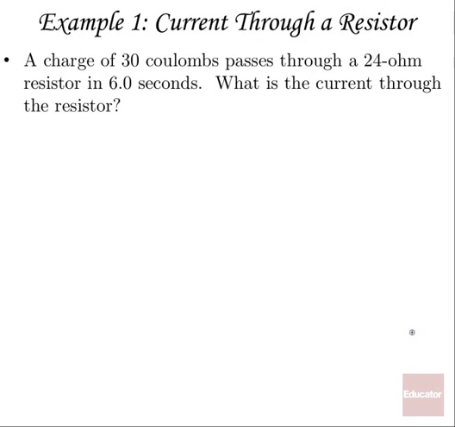So, current through a resistor. A charge of 30 coulombs passes through a 24 ohm resistor in 6 seconds. Find the current through the resistor. Well, current is just delta Q over delta T. Our charge that passes is going to be 30 coulombs. That happens in 6 seconds for 5 amperes of current.